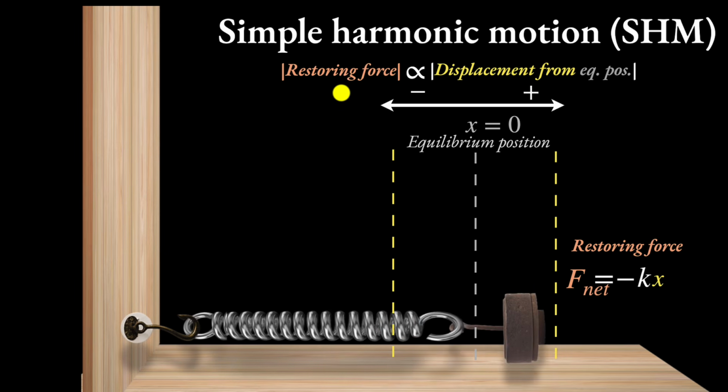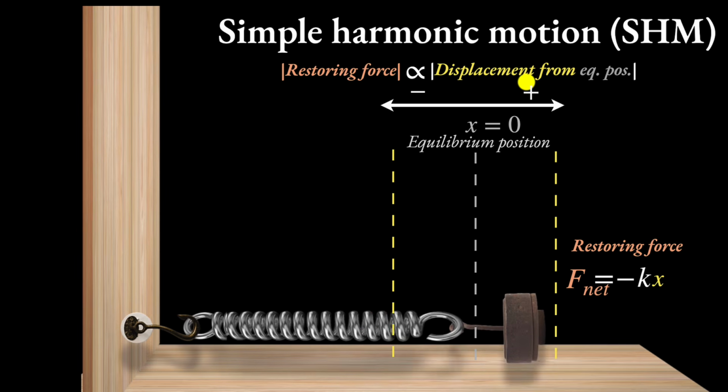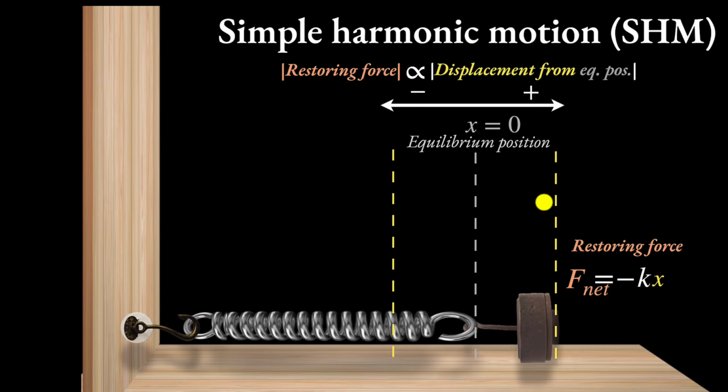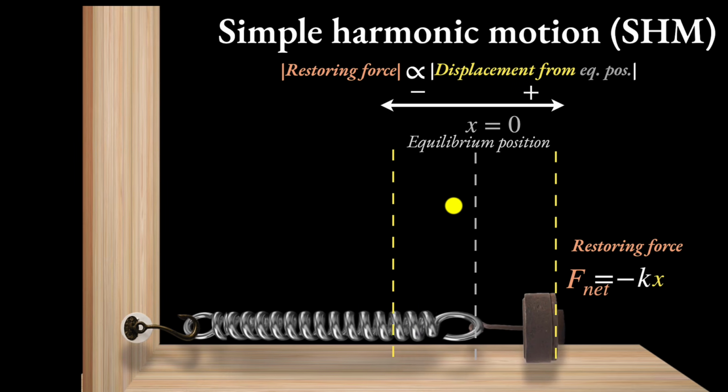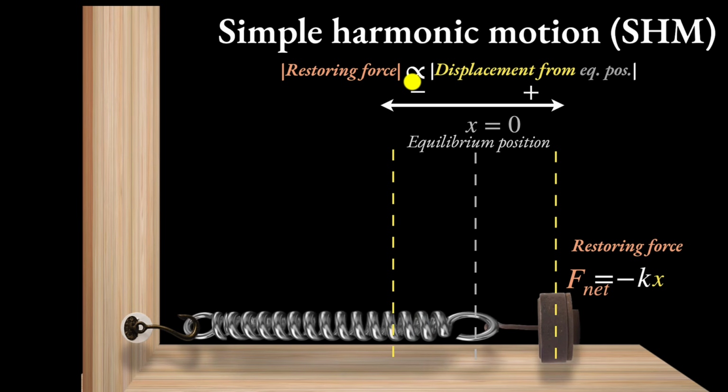Now, it's possible for restoring forces to be more complicated, where they're not directly proportional to the displacement, but it's still restoring in the sense the forces will still always be directed towards the equilibrium position. In that case, you'll still get a periodic motion, but it won't be SHM. What makes it an SHM is that the restoring force is directly proportional. The power over here is 1. So it's directly proportional to the displacement from the equilibrium position.